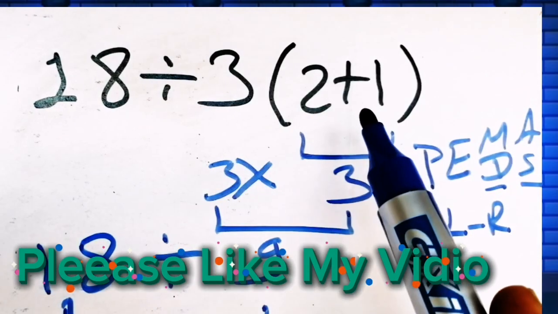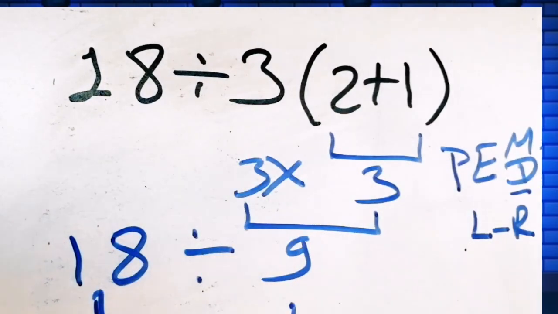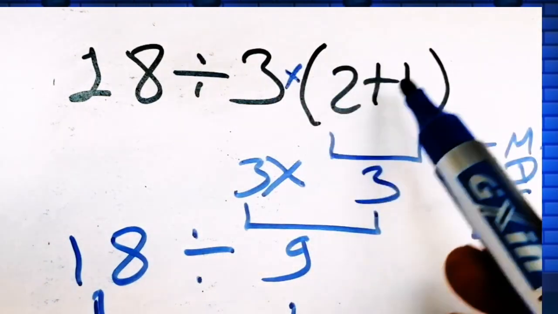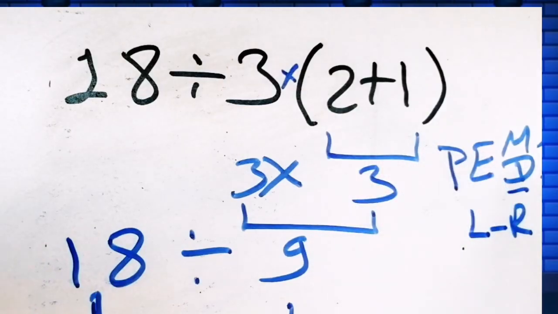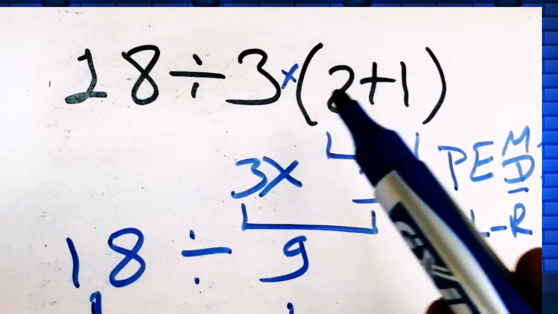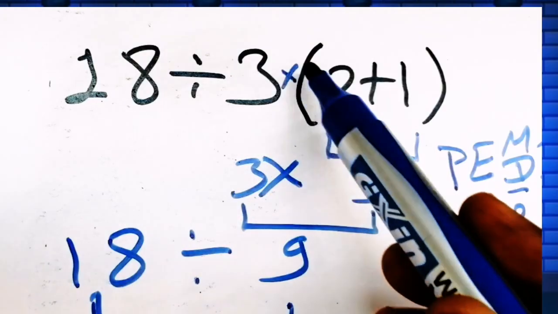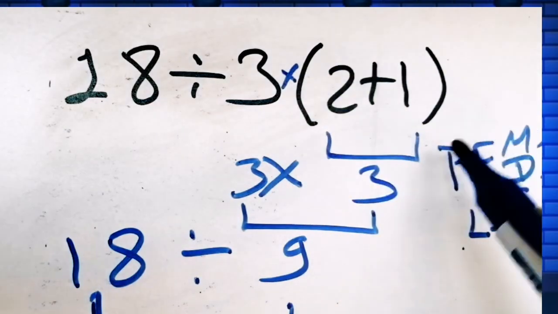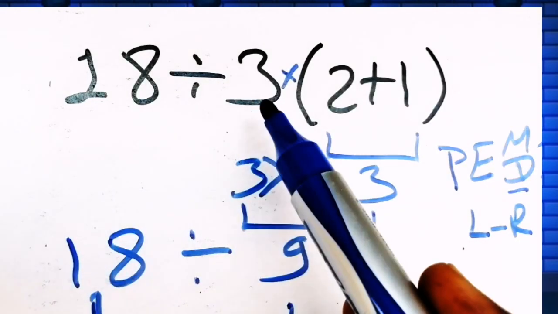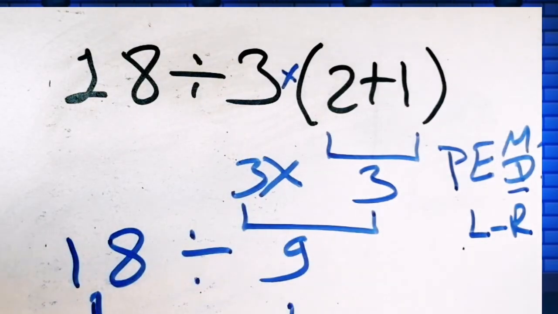In this expression, there is one division here, one multiplication, and the parentheses, inside which there is an addition, okay? Therefore, according to PEMDAS, first we have to do this parentheses, next this division, and finally this multiplication. If we do this multiplication before this parentheses or this division, it is wrong, okay?